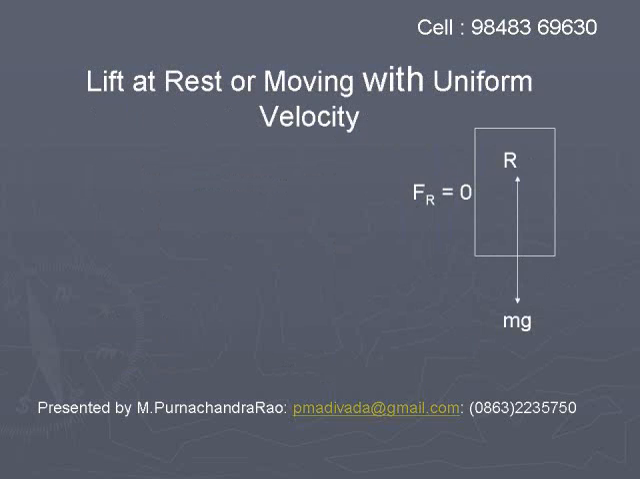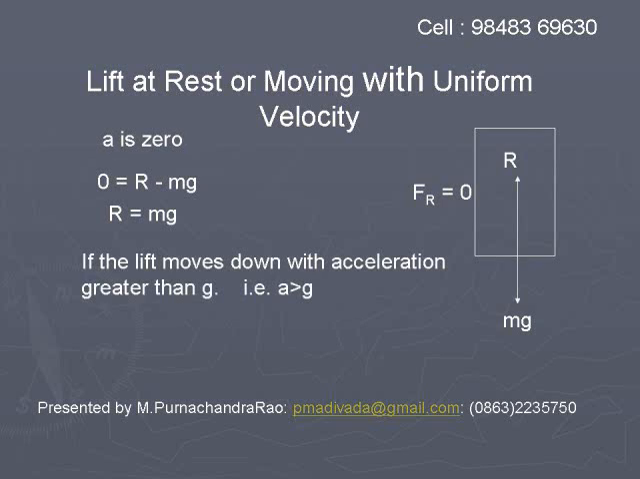If the lift is at rest or moving with uniform velocity, either in the upward direction or in the downward direction, then acceleration a is 0, so the resultant force Fr will be equal to 0. Hence, 0 is equal to R minus mg, or R is equal to mg. If the lift moves down with an acceleration greater than g, or if a is greater than g, then the body floats in air. It will not be on the platform of the lift.